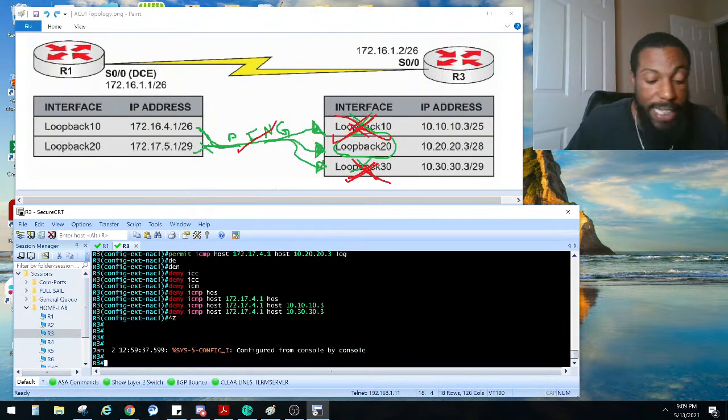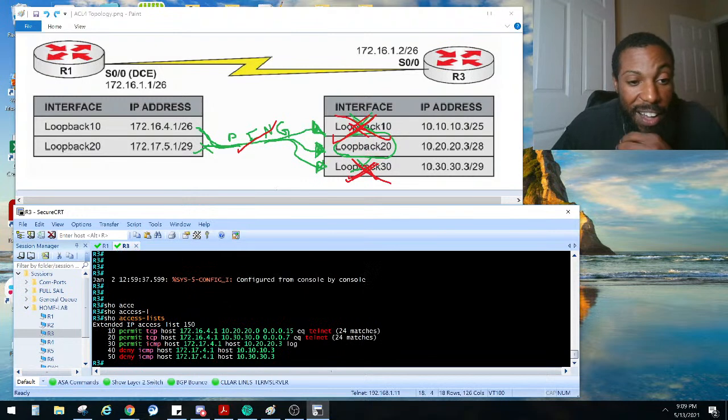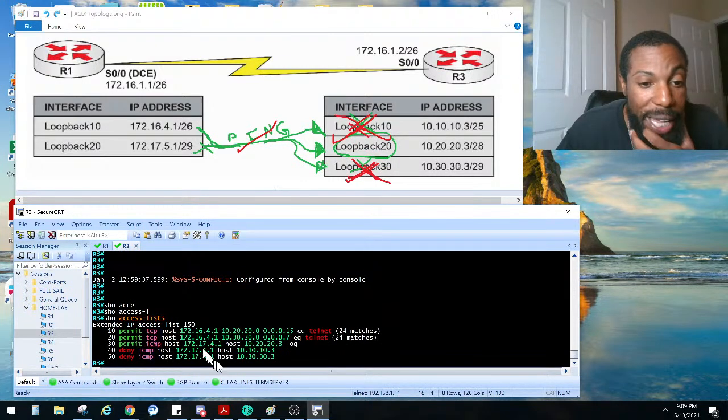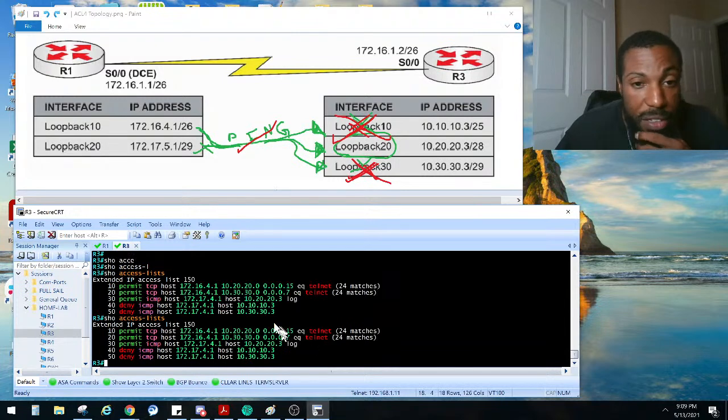So let's take a look at that ACL. We done messed something up here. Show access list. Let's see here. Oh, we got some rules that we got to get rid of. No, we said permit ICMP there. It's not even seeing any of it. We're not even getting any matches. What's going on there? Interesting.